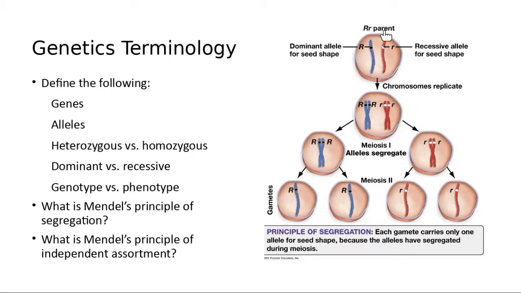So we have meiosis 1 and meiosis 2, and then we see the separation, or the independent segregation, of alleles in each gamete. Good.